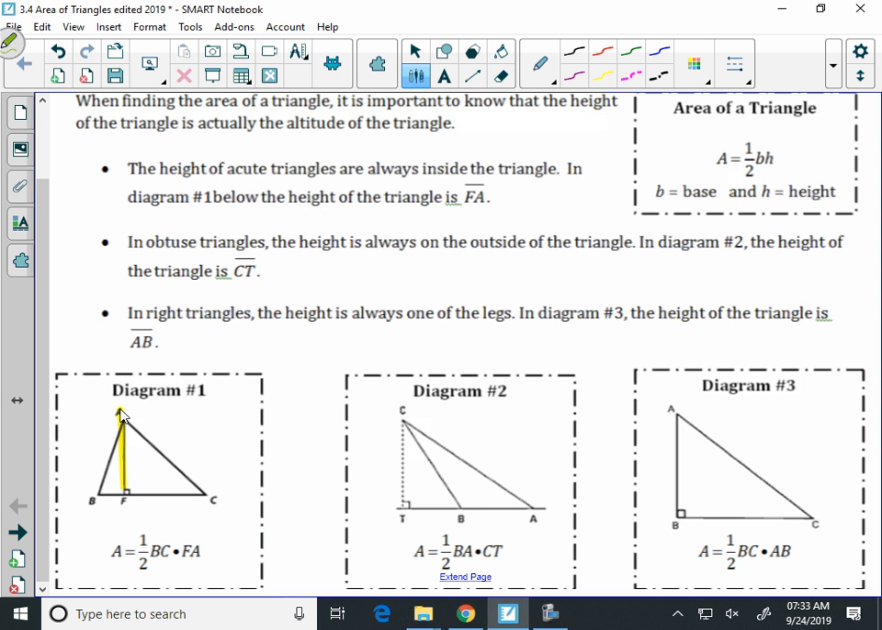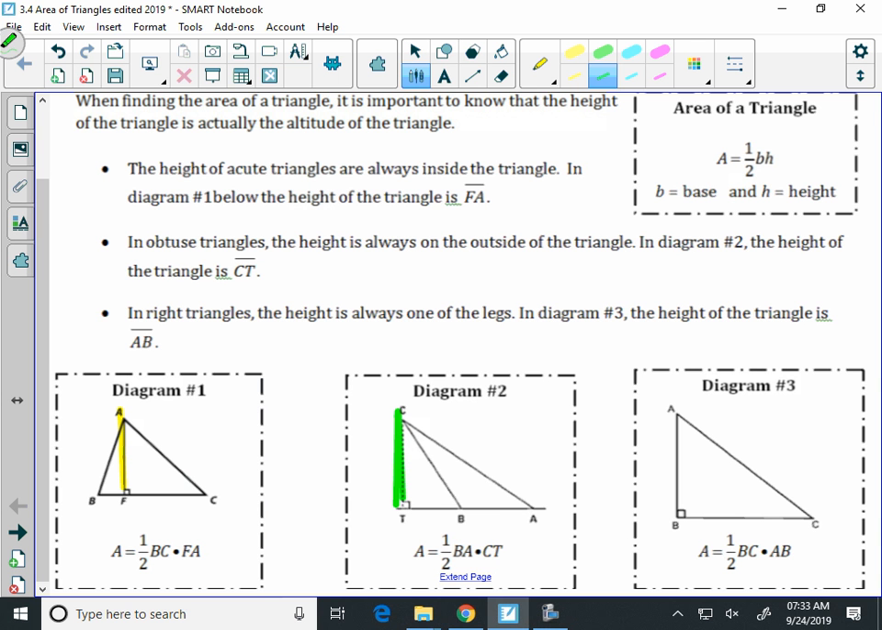In an obtuse triangle, the height is always on the outside of the triangle. When you have an obtuse triangle, the altitude or the height is always on the outside. So we take a look at this diagram here. The height or the altitude of this triangle is CT. It's always on the outside. So you go to that vertex that's hanging over the base, and you drop straight down. And that is the height.